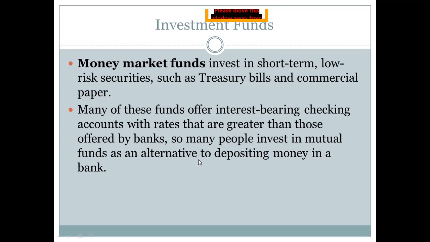Next, look at money market funds, another type of investment fund. Money market funds invest in short-term, low-risk securities such as treasury bills and commercial paper. Many of these funds offer interest-bearing checking accounts with rates that are greater than those offered by banks. So many people invest in mutual funds as an alternative to depositing money in a bank.